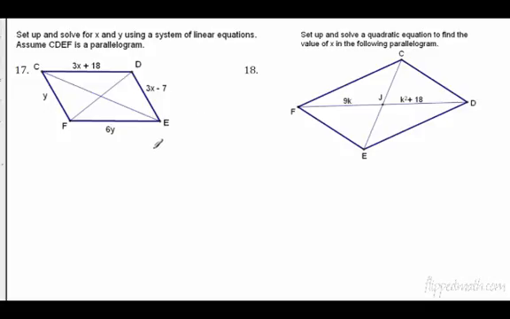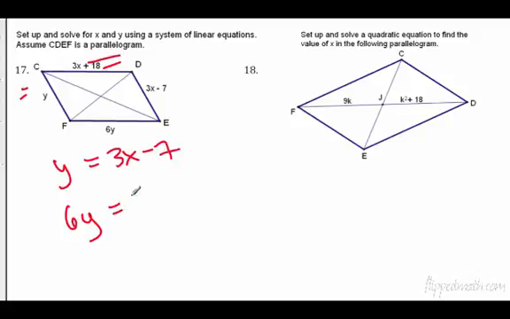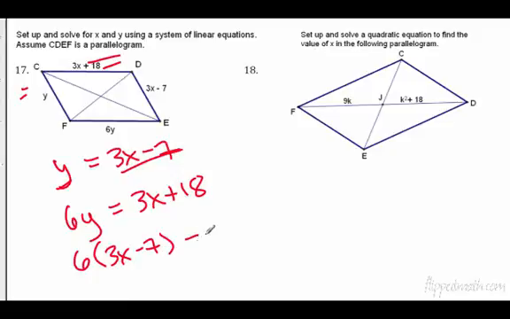Let's look at 17. Here's our substitution problems and our factoring problem. It's going to happen. It's going to be on the test. So let's look at it. 17. This is a parallelogram, so opposite sides are equal. So you get y equal to 3x minus 7. You also get 6y is equal to 3x plus 18. Voila! If y equals 3x minus 7, then down here where I have the y, I can put 3x minus 7. That will be equal to 3x plus 18.